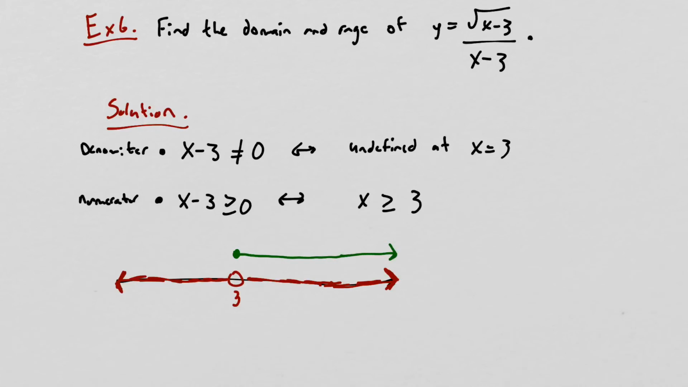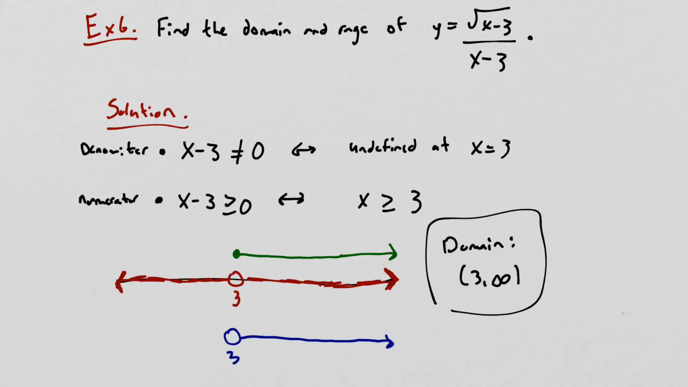Given these two restrictions, the only place that these two conditions do occur is when our x values are strictly greater than 3. Which means the domain of this function is going to be given from 3 to infinity. So let's go ahead and find the range of the function.